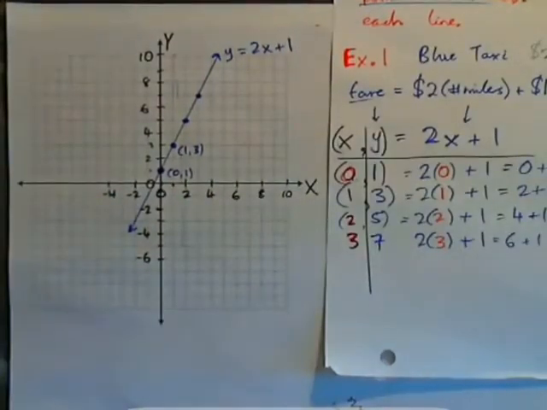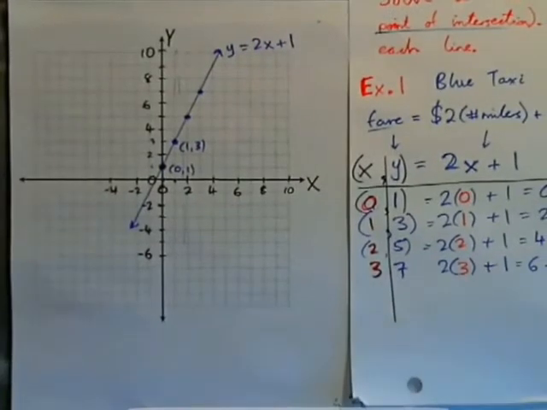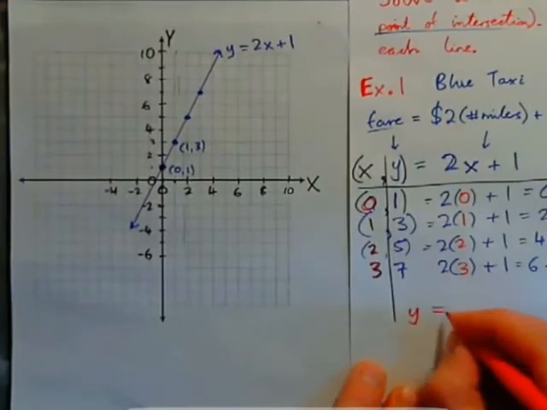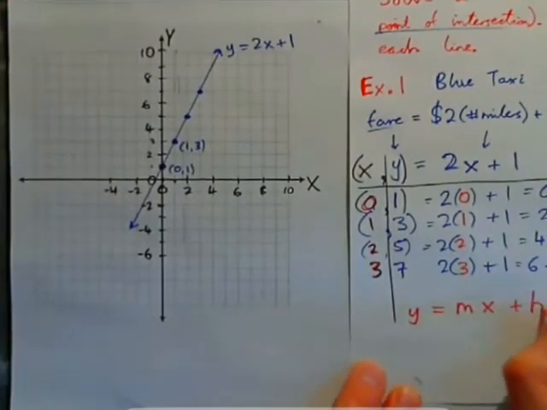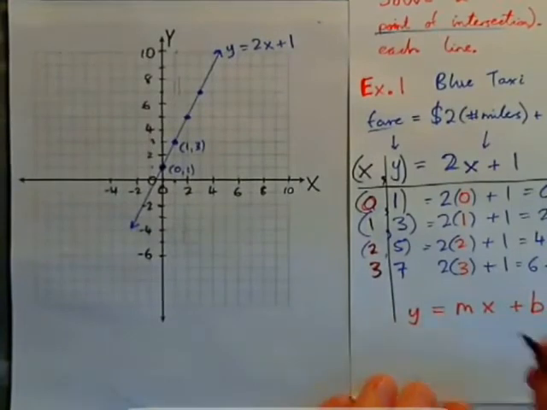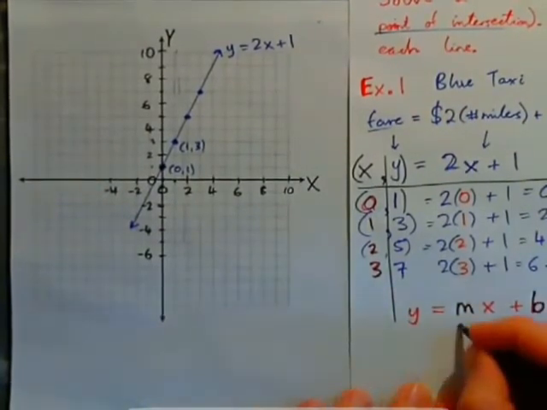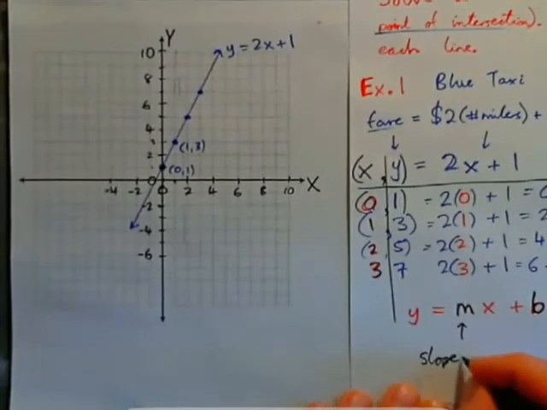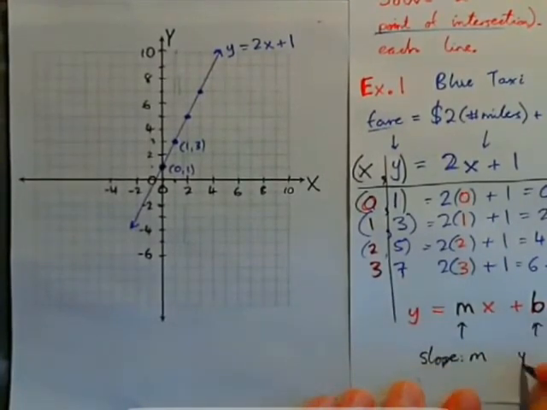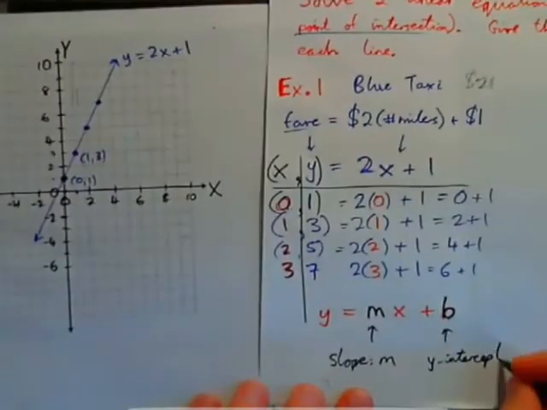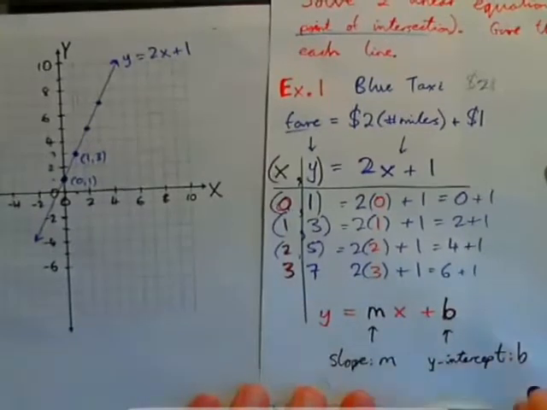Now, we need to get the slope and the y-intercept of each line in these problems. So what we need to remember is the general form of a linear equation is, of course, y equals mx plus b, where this number m is the slope, and this number b is the y-intercept. The y-intercept is always b, okay? We should know that by now. This is the slope, this is the y-intercept.